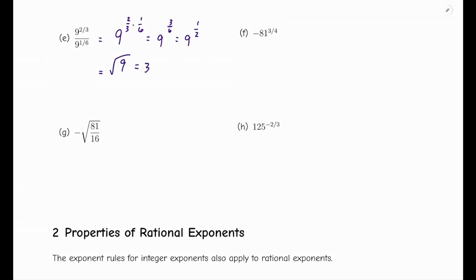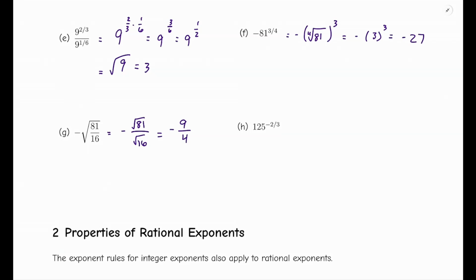Negative 81 to the 3/4, well, this will be negative fourth root of 81 cubed. The fourth root of 81 is 3. 3 cubed is 27, so our final answer is negative 27. Negative square root of 81 over 16 is negative square root of 81 over square root of 16, which is negative 9 over 4.